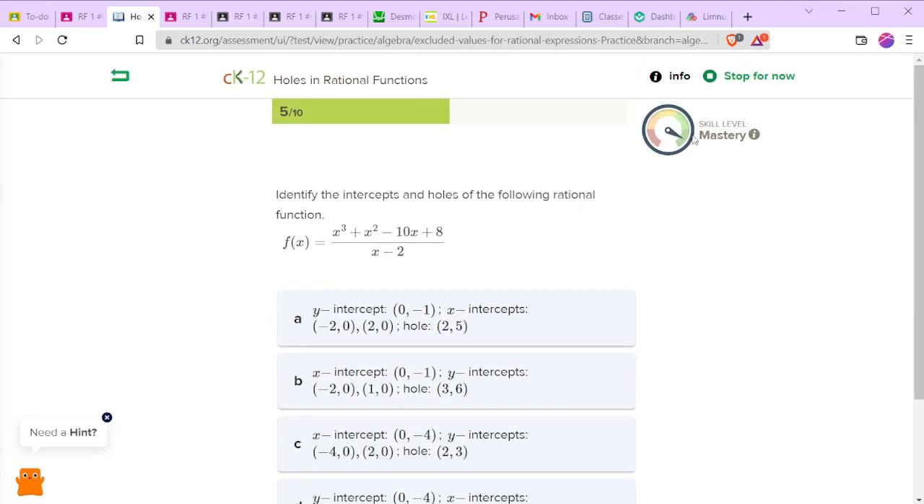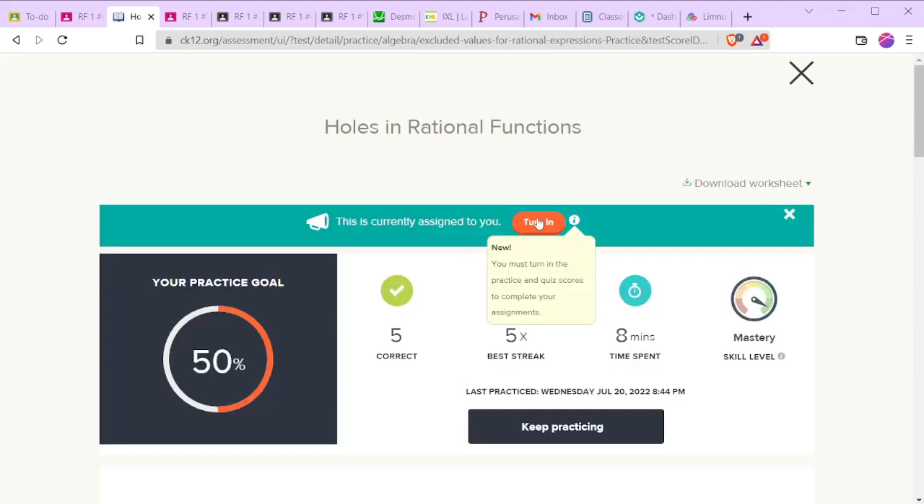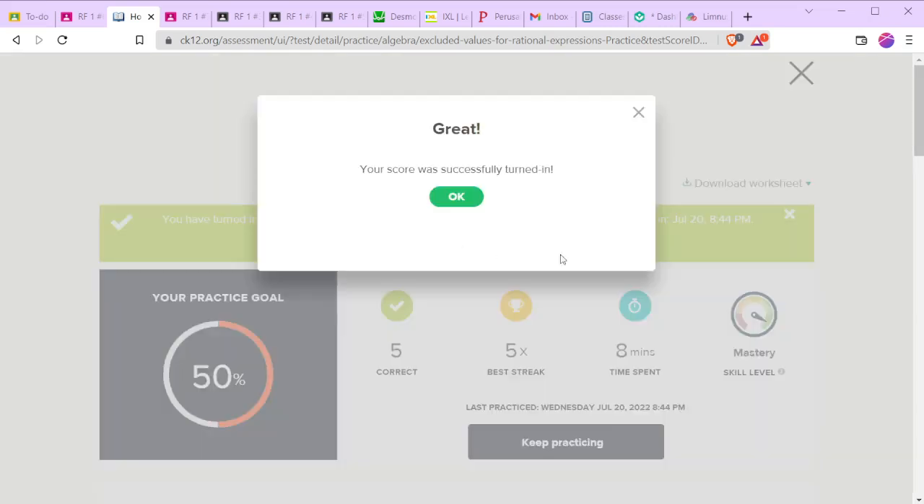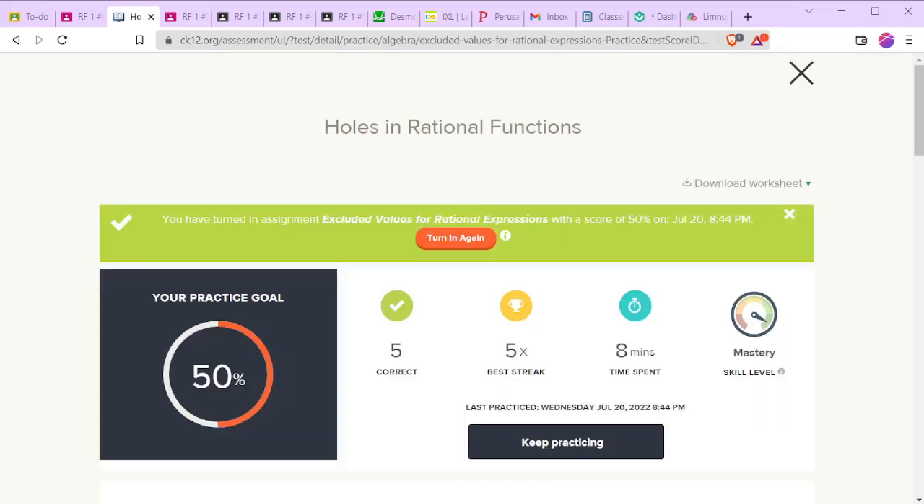All right, and that's our 5 correct. So we are now at the mastery level, so we will stop for now. And again, we always have to turn it in for me to see the results. So always make sure you get that turn in, and the green check mark telling you you have turned in the assignment.